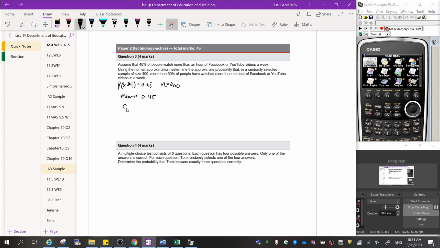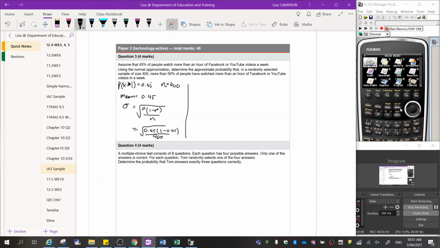And then we're going to have to work out the standard deviation. Once I've got those two things, I can throw it straight into my calculator and get it to give me an answer. So to work out the standard deviation, we're going to be applying the formula for the square root of p(1 minus p) all over the number in the sample. So that's going to be 0.45(1 minus 0.45) all over 400.